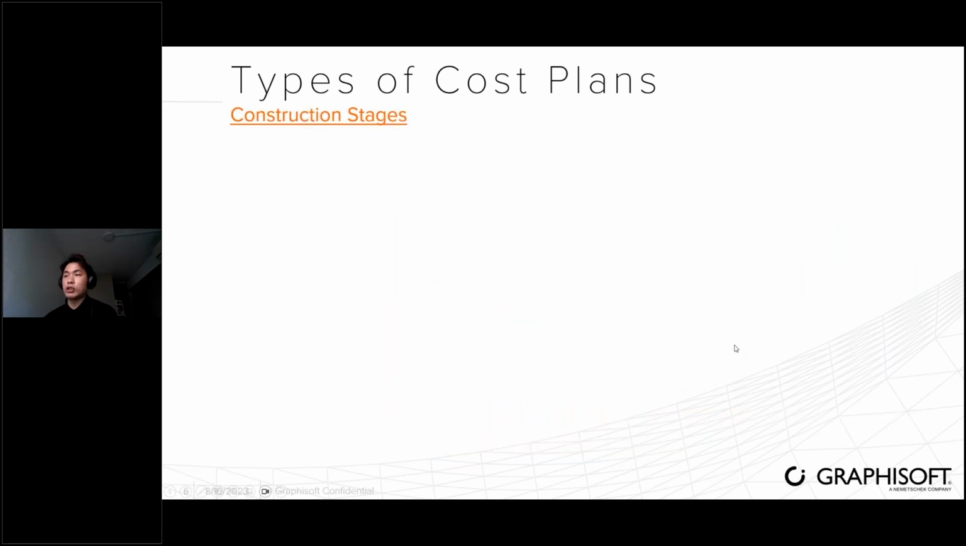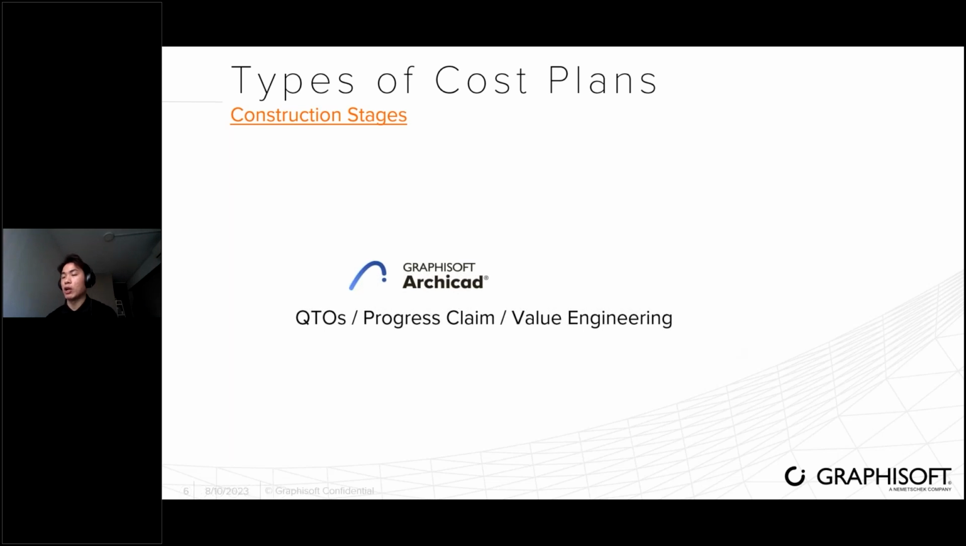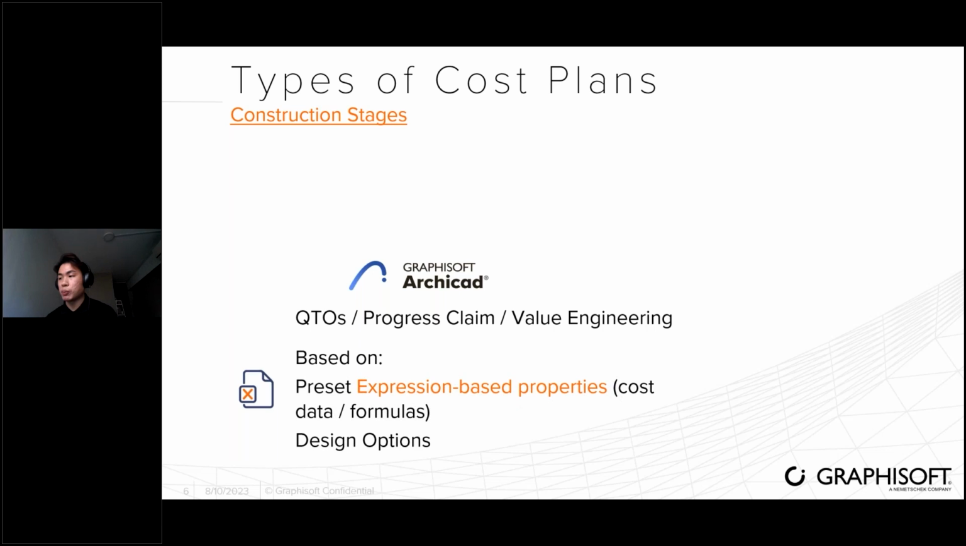For construction stages, as I mentioned earlier, the QTO will still remain for the various contexts or situations, and you can develop it to a progress claim, and you can also do value engineering if there is a need to. These are again based on the preset expression-based property for the formulas, and you can use design option for value engineering if there are any changes. You can compare the two different designs or options that you have, and then with the cost information, you can do better informed decision making.